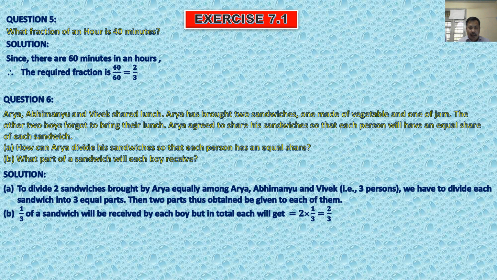That means 2 into 1 by 3. Once again, in the B answer, 1 by 3 of a sandwich will be received by each boy, but in total each will get 2 parts, isn't it? So 2 will multiply with 1 by 3. So 2 into 1 by 3 will give 2 by 3. So each of them will get 2 by 3 altogether. Okay, so here is the answer for question number 6, and now let's go to question number 7.